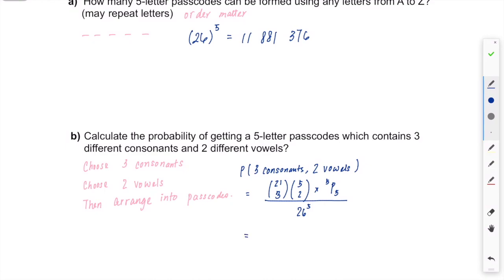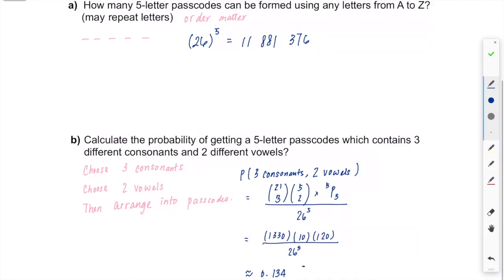Okay? So let's work this out. 21 choose 3, my calculator gives me 1330. 5 choose 2, my calculator gives me 10, or you may recognize that this is, from Pascal's triangle, 1 5 10 10 5 1, that row. So it's 10, and then 5P5 is 5 factorial, which is 120. And then we already got this number. I'm going to keep it because it's too messy to write out. And this works out to roughly 0.134 if I round to three significant figures, or roughly 13.4%.